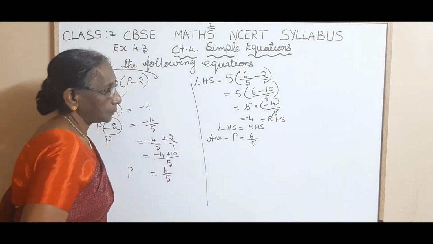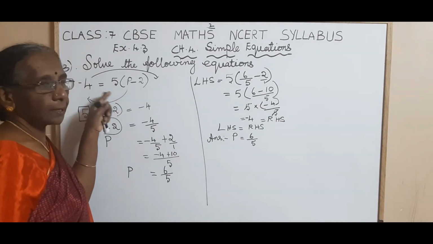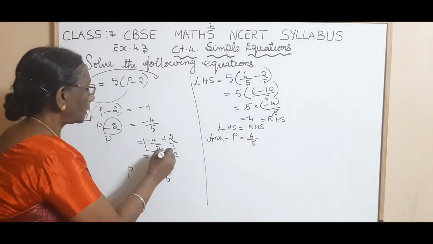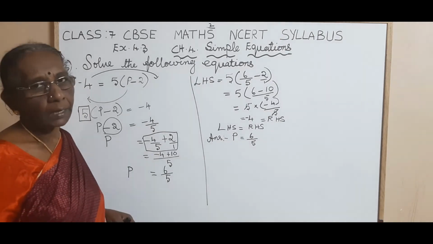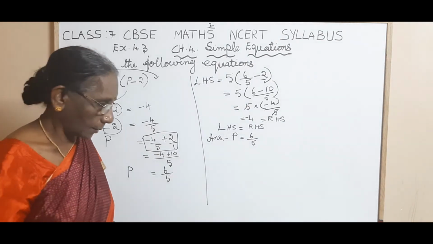Is it clear, children? So, only one step is what? We have just interchanged the signs. And you should be thorough with the calculation of addition of rational numbers. Okay. Now, we will move to the next sum.